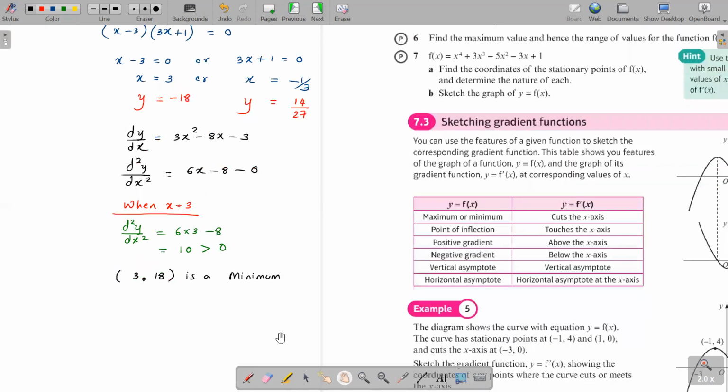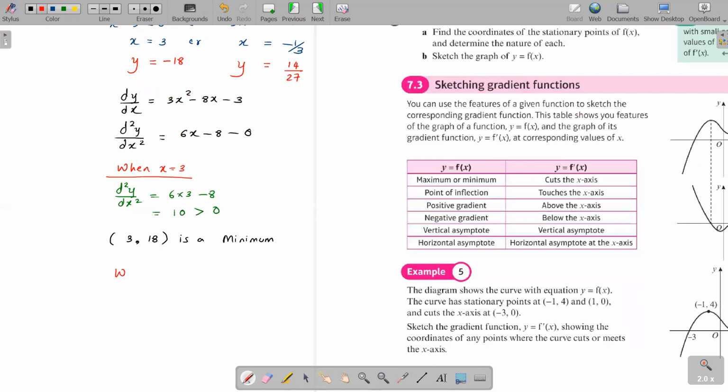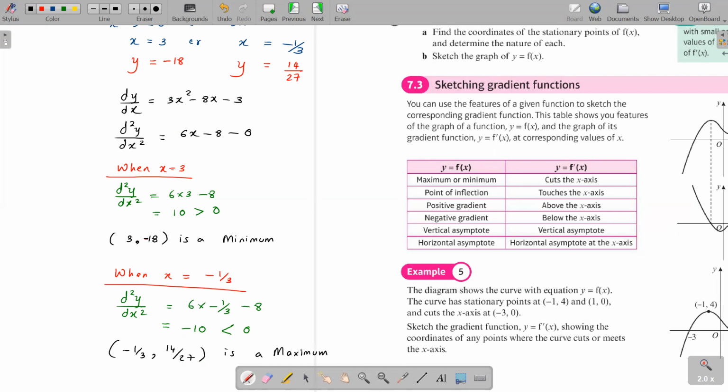Yes, 3 comma minus 18 is a minimum. Okay, then next one, when x is equal to minus 1 over 3. So when x is equal to minus 1 over 3, check your second derivative, d square y by dx square. 6 times minus 1 over 3 minus 8 is minus 10, which is definitely less than 0, which tells us what? Minus 1 over 3 comma 14 over 27 is a maximum point. Okay, it's a maximum point.